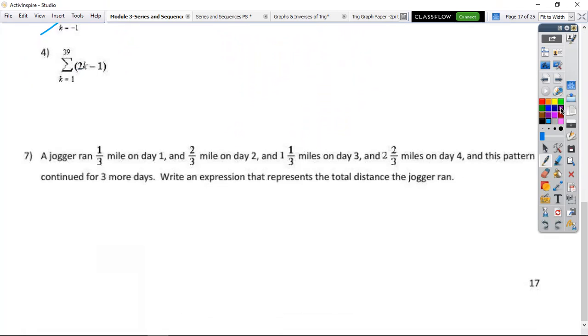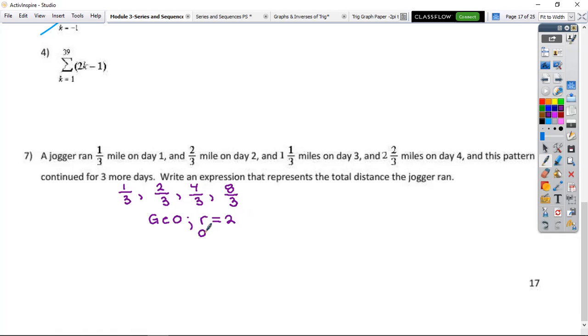So a jogger is going to run a third of a mile on day 1, 2/3 of a mile on day 2. Now, when you're looking for a pattern, it might be helpful to have the 1 and 1/3 expressed as an improper fraction instead. So this becomes 4/3. And last would be 8/3. Would you agree that helps you see the pattern? What are we doing to that top number? Times 2. Good. So this is now going to be a geometric sequence instead, where r is equal to 2.